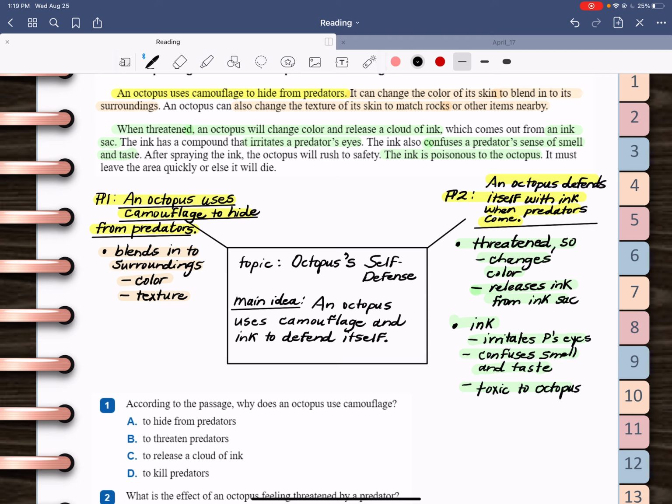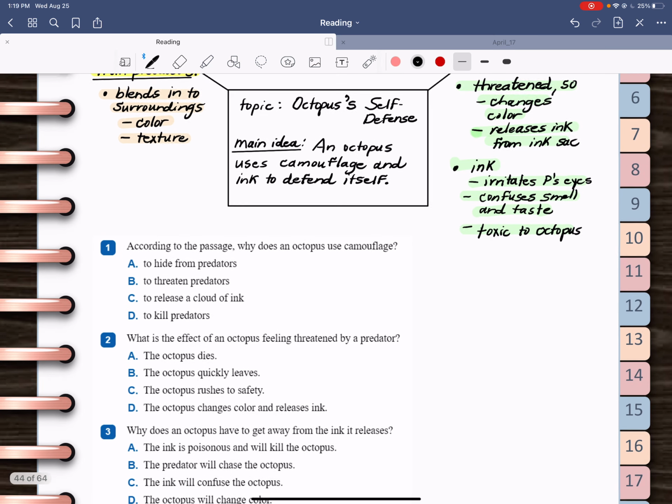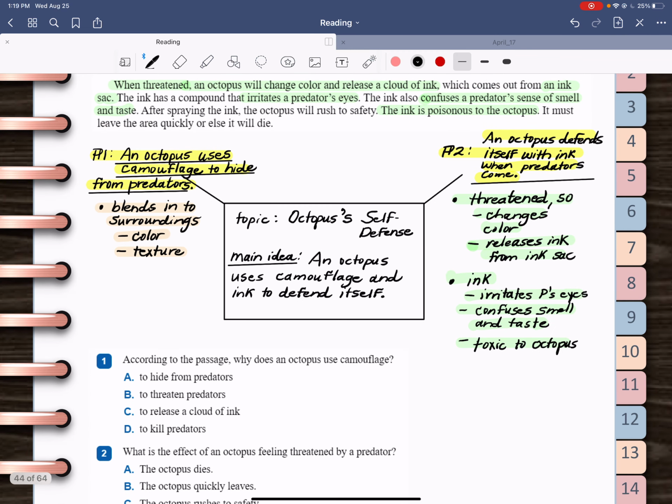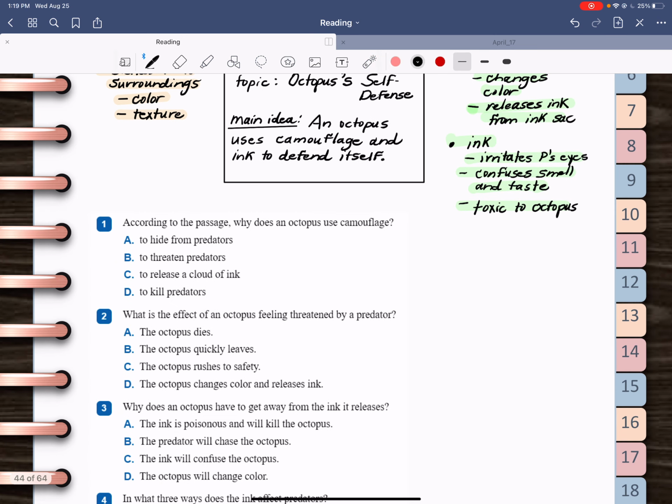Okay, now let's try our questions. According to the passage, why does an octopus use camouflage? Why does it use camouflage? And we have it right here. An octopus uses camouflage to hide from his predators. That's the reason anybody would use camouflage, to hide.